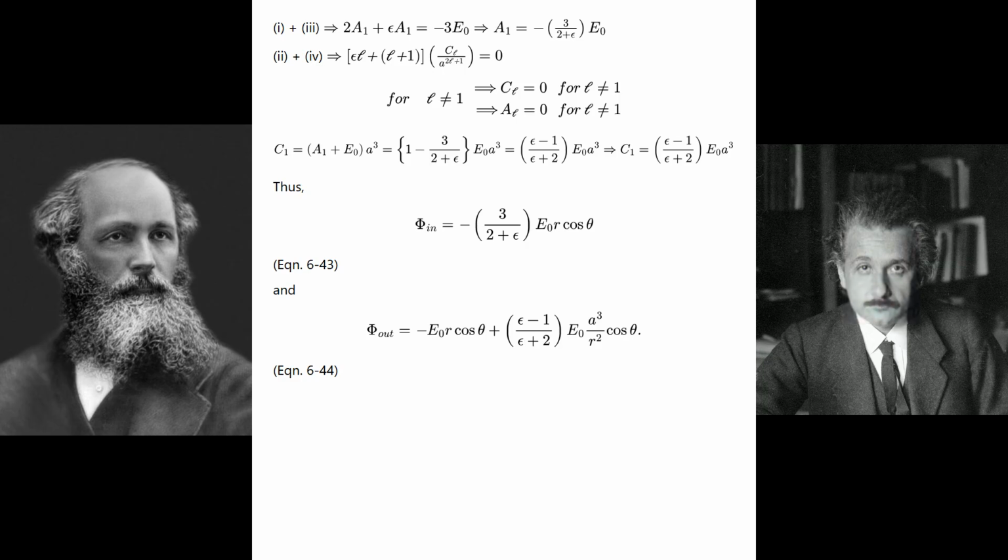2 plus 4 gives [epsilon l plus (l+1)] times c_l over a raised to the 2l plus 1 power equals 0. See the next equation. See the equation shown. Thus, equation 6-43 and equation 6-44.